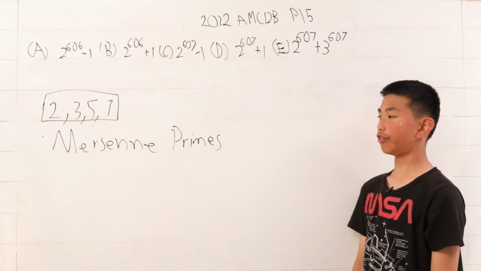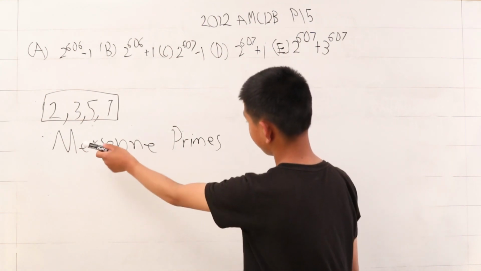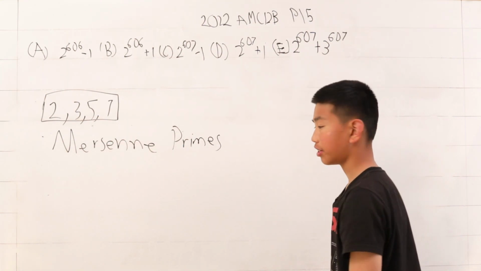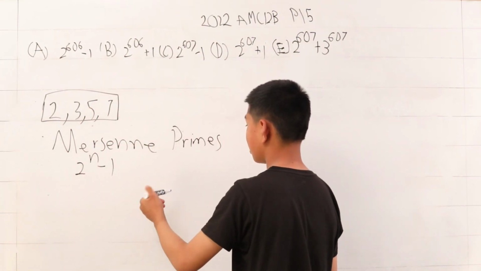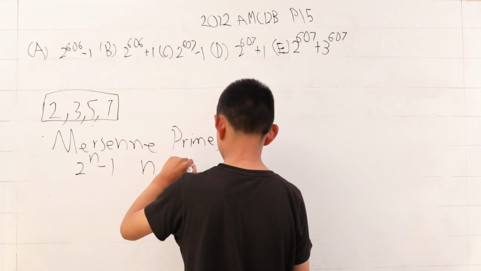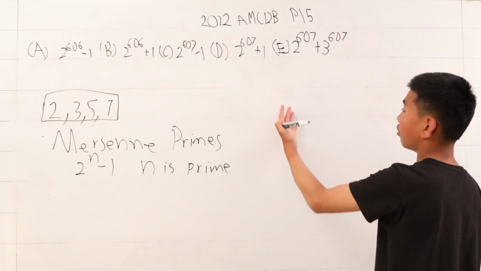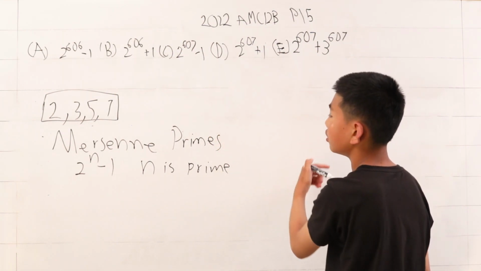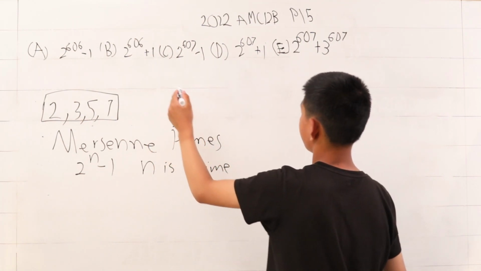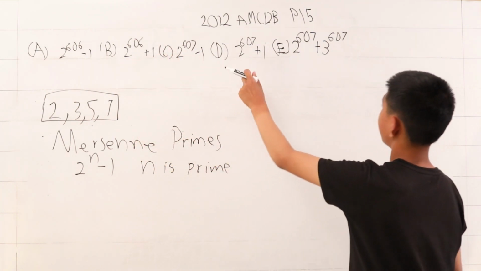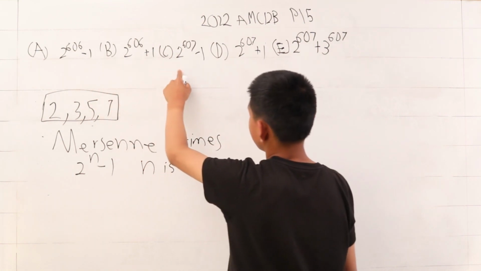In this second solution of the problem, we will use a rule known as the Mersenne primes. Basically, it states that 2 to the power of n minus 1 is prime if n is prime. Now, given that, let's see which one's correct. Just by looking at it, we can cross out all the ones that have plus 1. B is wrong, D is wrong, and E is wrong. That only leaves us with A and C.